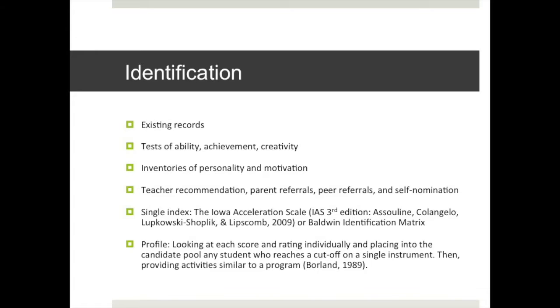After collecting information, we need to combine the results and make decisions on the student's educational placement and planning. Many educators prefer to use the Iowa Acceleration Scale or the Baldwin Identification Matrix to reduce the data into a single index. Then the index is used to rank students from highest to lowest for screening. However, other researchers argue against the use of matrices for several reasons.